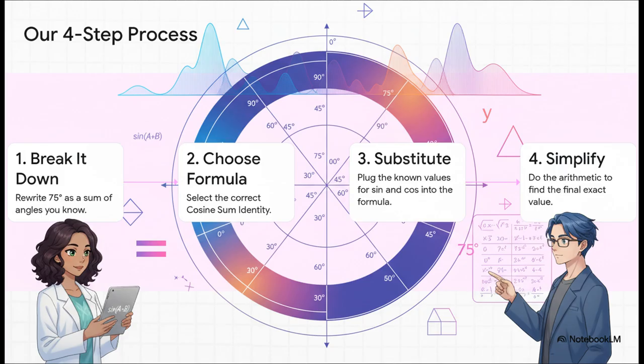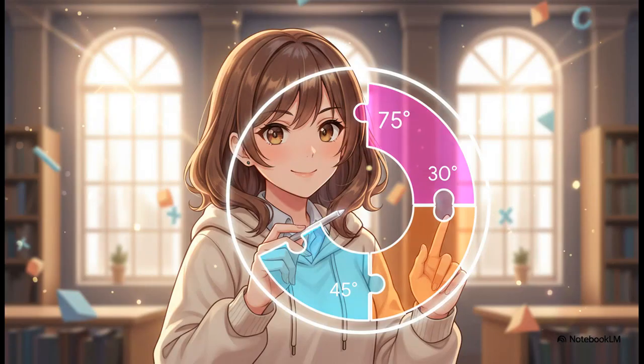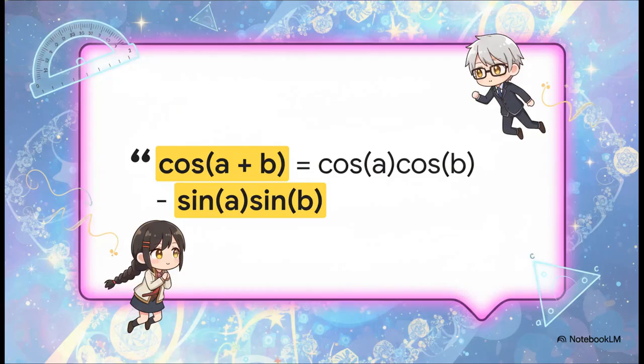Let's do it. All right, step 1, break it down. We need to look at 75 degrees and think, how can I make this using my favorite angles? Well, the easiest way for sure is just 45 degrees plus 30 degrees. Perfect. Okay, so now for step 2, choose the formula. Since we're doing the cosine of a sum, we need the cosine sum identity. That's the one that goes cos A cos B minus sin A sin B. In our problem, A is our 45 degrees and B is our 30 degrees.